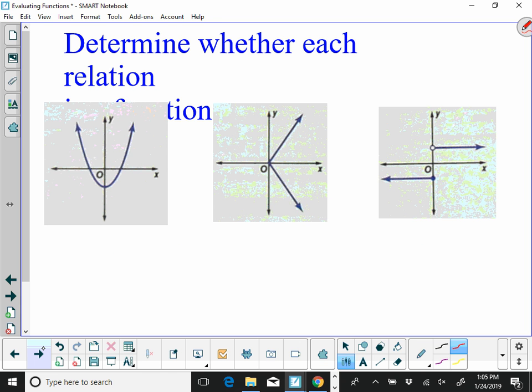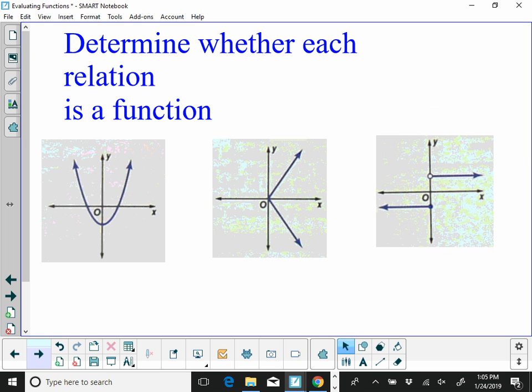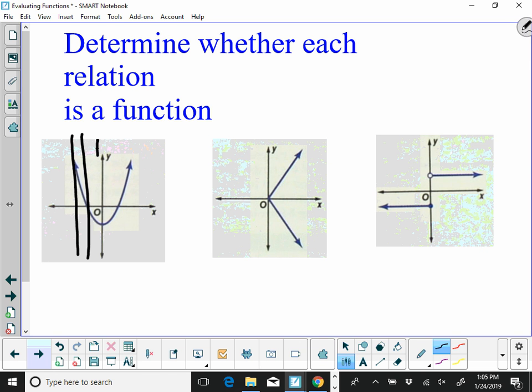Determine whether each one of these is or is not a function. So we're going to talk about the vertical line test. Remember, the vertical line test states that it cannot pass through that line how many times? It can only go once. If it goes more than once, it is not a function. And that means any vertical line you draw. So every vertical line I draw through this function should only go through there one time. Is that true? So this one is a function.